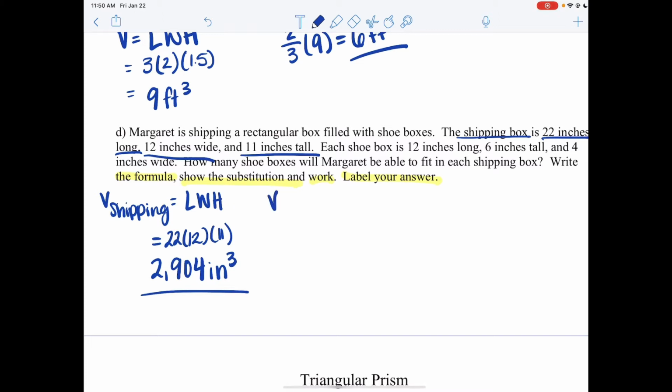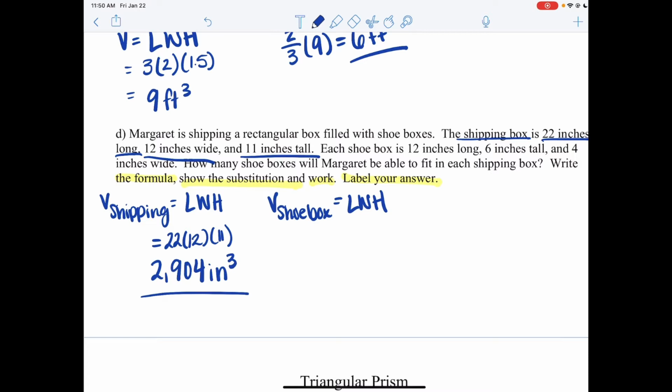So now I'm going to move on to my shoe box. I have length times width times height. When I plug in my numbers, each shoe box is 12 inches long. That's my length. 6 inches tall, which is my height. But remember, it doesn't really matter where you plug in as long as you're multiplying those numbers. And 4 inches wide. So I'm going to multiply 12 times 6 times 4, which is equal to 288 cubic inches.